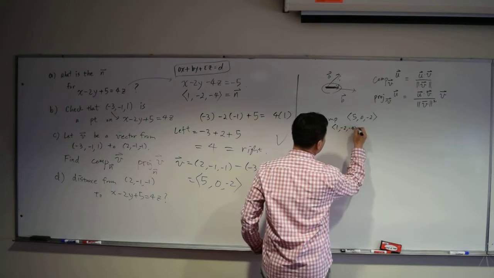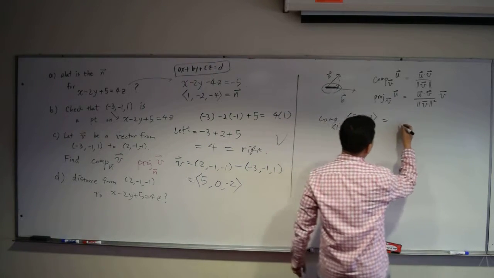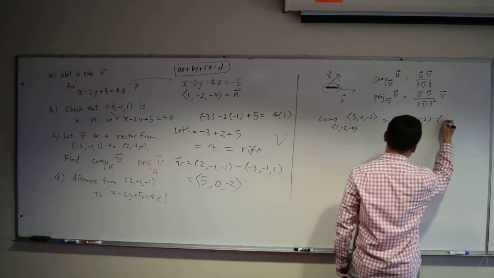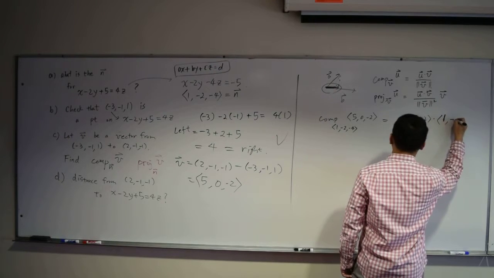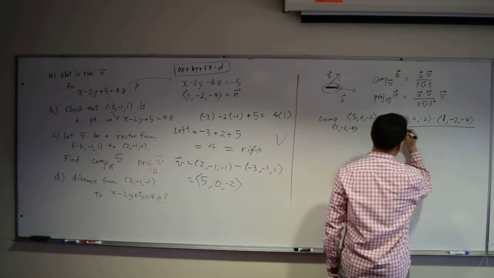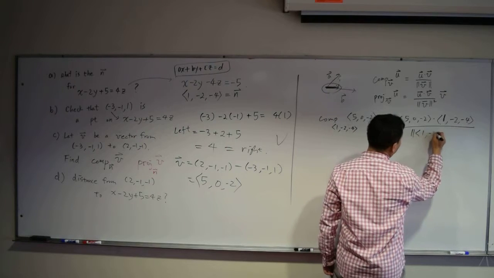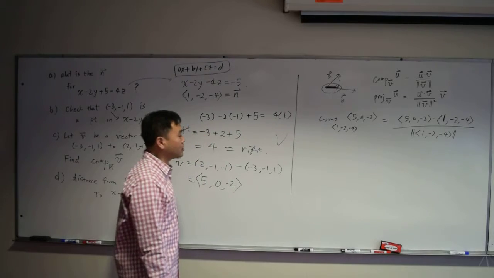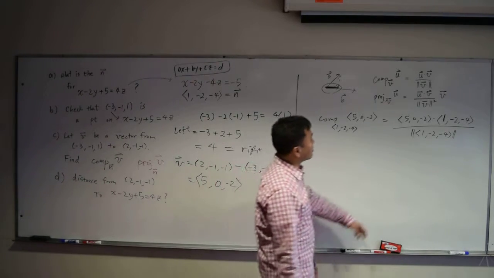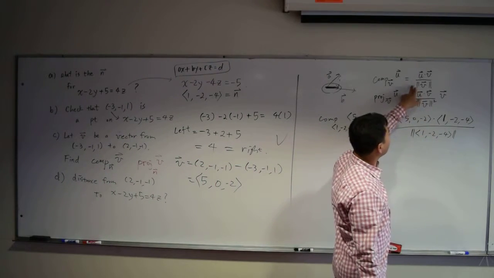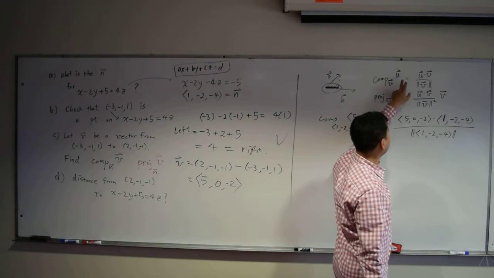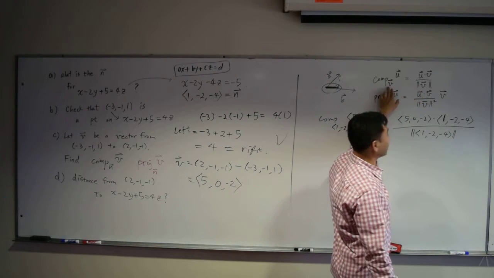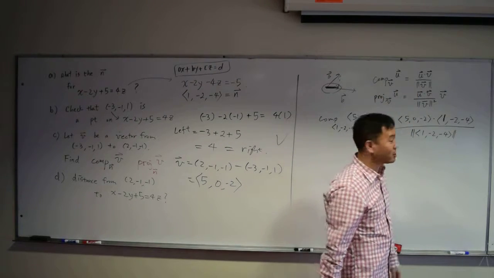Negative 2, negative 4. And therefore, using that formula, it's (5, 0, negative 2) dotted with (1, negative 2, negative 4), divided by the length of (1, negative 2, negative 4). Now, the only confusing thing about this formula is, which one do you divide by? Do you divide by u or v? Well, you just divide by whichever is under here. Okay? That's how you remember.